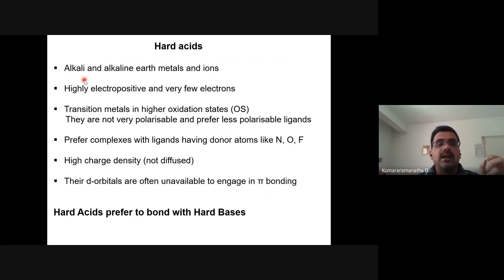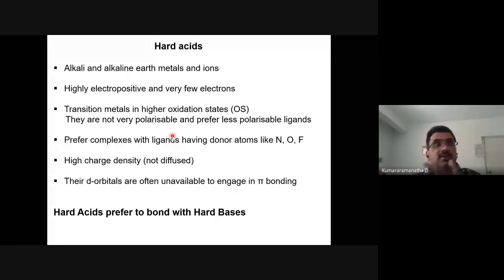So all the alkali and alkaline earth metals are good hard acids, highly electropositive with very few electrons, like magnesium or even aluminum 3, and transition metals with higher oxidation state, like manganese and chromium. These won't polarize the ligands. Aluminum 3 could effectively polarize, but the electrons in this system are already deficient, so they won't be able to polarize the ligands.